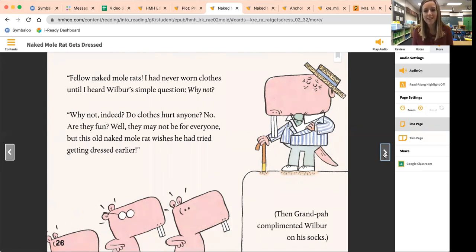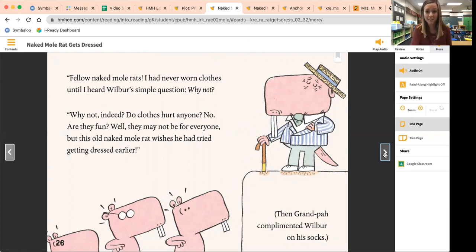Boys and girls, how did Grandpa help solve the problem? Tell someone in your house or your favorite teddy. You're right. I think he solved the problem by wearing clothes himself. He helped Wilbur feel better and show the other naked mole rats that it was okay to be different.